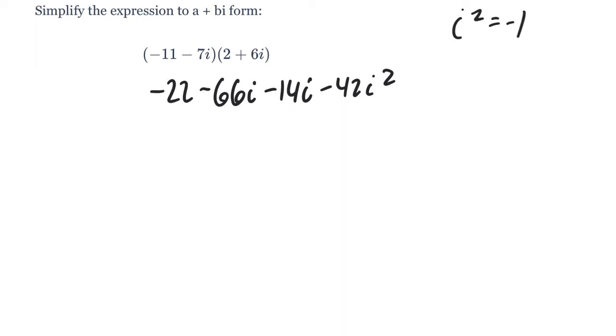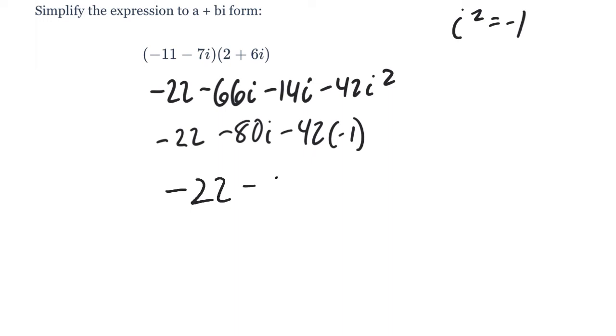But let's go ahead and combine those like terms in the middle. So I've got -22, and then I've got -66i minus 14i, and they're going to combine. Negative 66i minus 14i is going to be negative 80i. And then I'm going to bring down my negative 42, and instead of i squared, I'm going to plug in a negative 1. The only thing this negative 1 is going to do is change the sign here, since I'm multiplying by that negative 1. I'm going to have negative 22 minus 80i, and I'm going to make it plus 42.